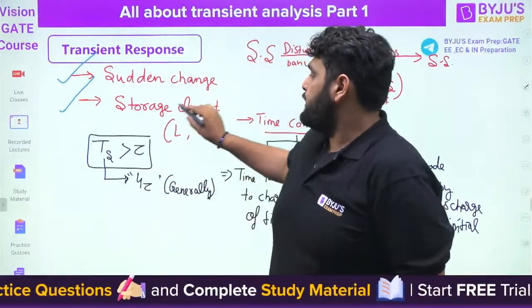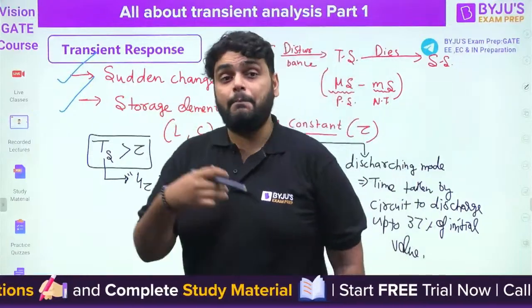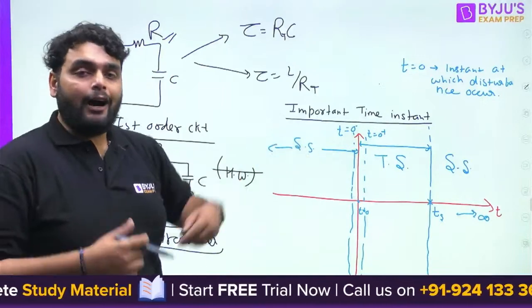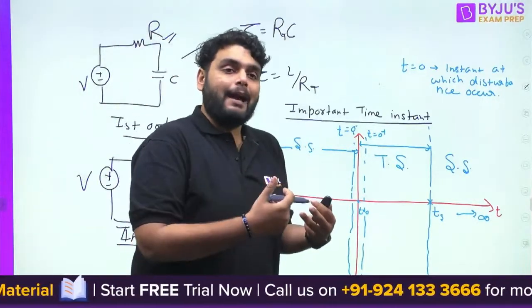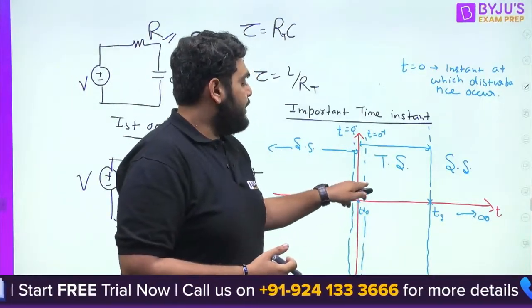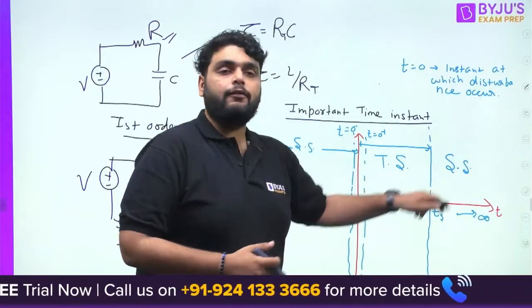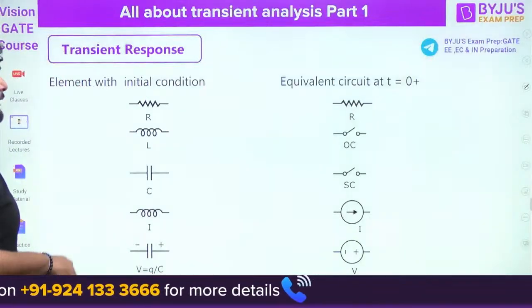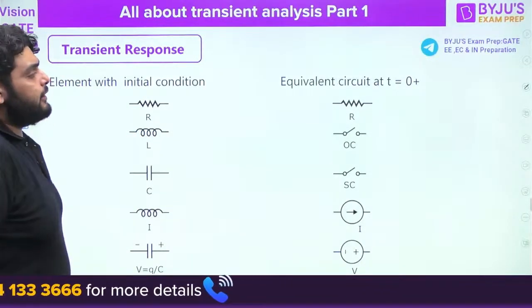But the main point here is the storage element, the behavior of a storage element at all of these time instants. How do the inductor and capacitor behave at t equal to 0 minus, 0 plus, Ts and infinity? That we need to understand here. So for that, you should remember this table.